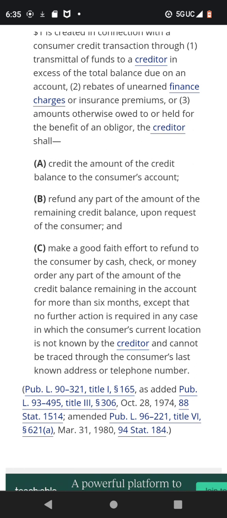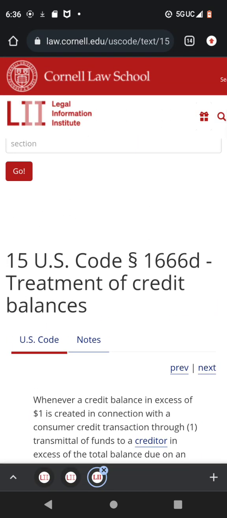Refund any part of the amount of the remaining credit balance upon request of the consumer, and make a good faith effort to refund to the consumer by cash, check, or money order any part of the amount of the credit balance remaining in the account for more than 6 months, except that no further action is required in any case in which the consumer's current location is not known by the creditor or cannot be traced through the consumer's last known address and telephone number.